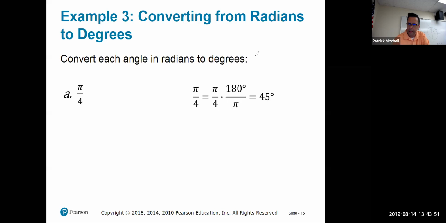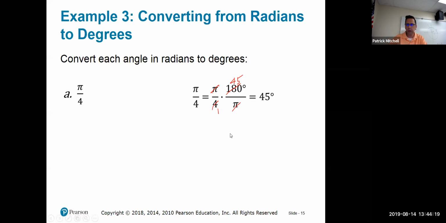So what's going to happen here is that pi will cancel out and the degree sign will come in, and then I can just simplify the fraction because 4 and 180 are both divisible by 4. So 4 divided by 4 is 1. 180 divided by 4 is 45. So that's how we get that that's 45 degrees.